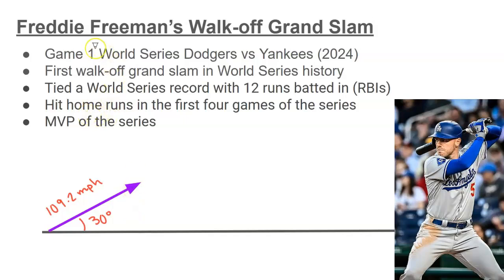In this video, we're going to analyze Freddie Freeman's walk-off grand slam. In this year's World Series between the Dodgers and the Yankees, Freddie Freeman in the 10th inning hit a walk-off grand slam. So this is at the end of the last inning, and at the bottom of the last inning, with the bases loaded, he hit a grand slam to win the game for the Dodgers.